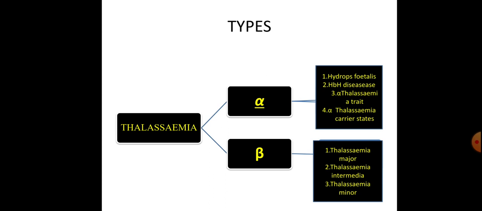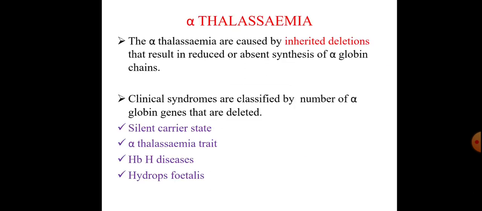that there are two chromosomes, one paternal and one maternal. Each chromosome has two alpha genes. That is, the paternal chromosome has two alpha genes, and the maternal chromosome has two alpha genes. I'm talking about alpha thalassemia.